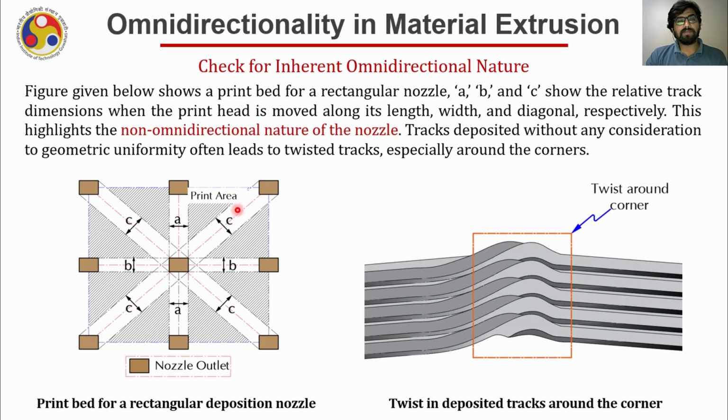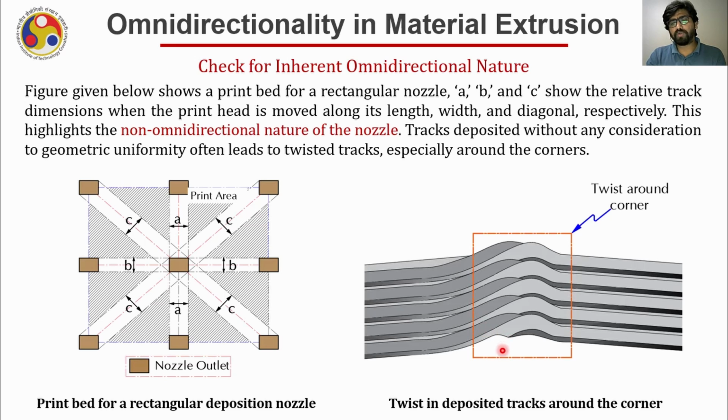Also, if you deposit diagonally, you can imagine that the dimension of the deposited track will be further different and it will be root over a square plus b square. So the point here is, now you have a system, and if you just change the deposition direction, the width or the geometric properties of the deposited track will be different. And if you recall our definition, it says if a process gives different mechanical or material or geometrical properties while changing the direction of deposition or adding the material, then the process is not omnidirectional. Hence, the process has to be made omnidirectional in some appropriate manner.